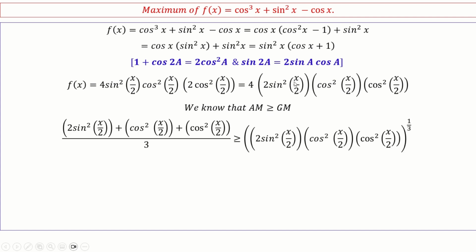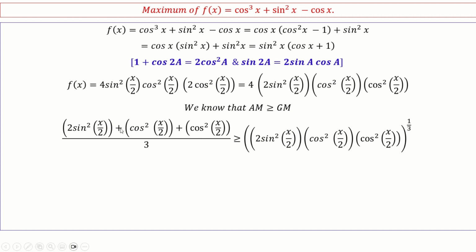If I consider these three as terms, then the sum of these three terms divided by 3 is greater than or equal to, this is the arithmetic mean, the geometric mean, which is the product of these three terms, 2 sin square x by 2 into cos square x by 2 into cos square x by 2, whole to the power of 1 by 3, because there are three terms. Now this is nothing but f of x, right? 4 times this value is f of x, so it's easy now.